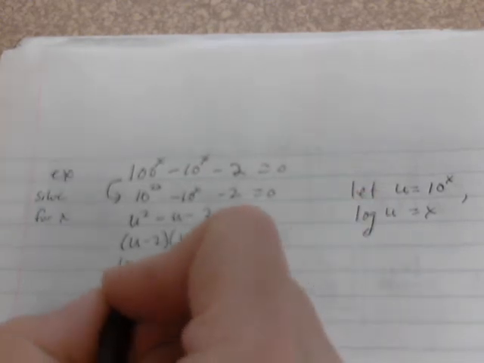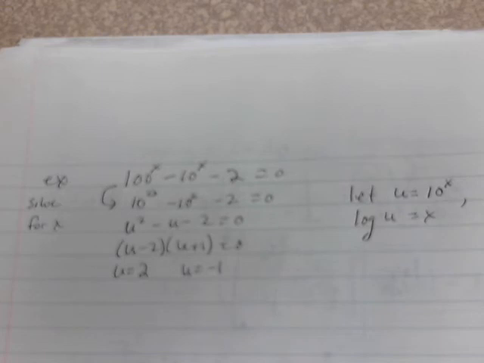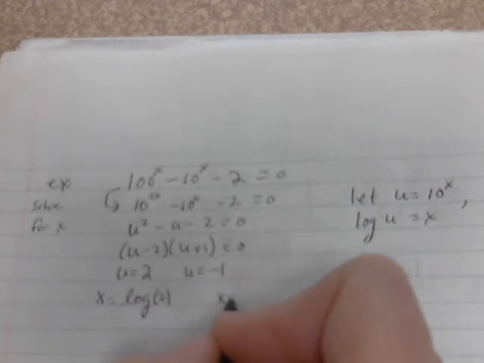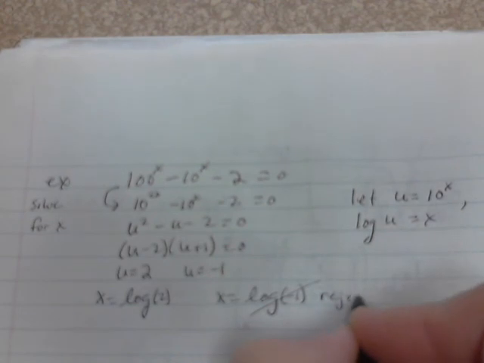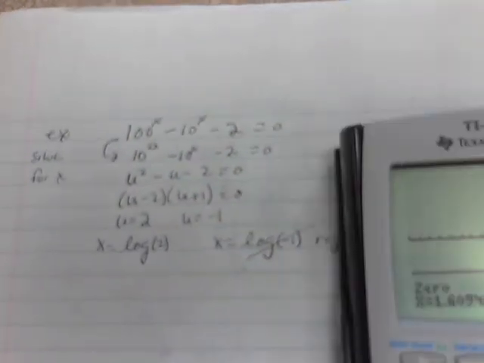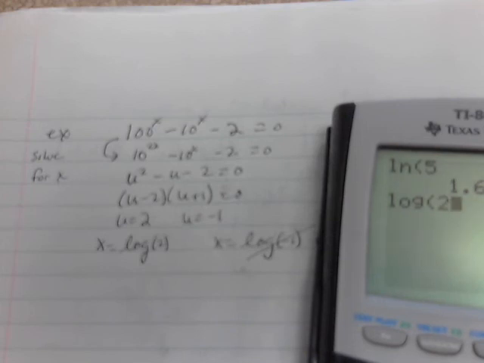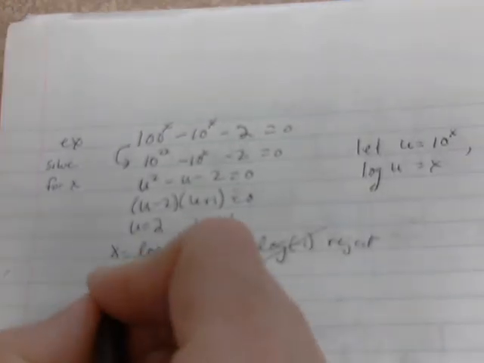And if we solve, we get u is equal to 2, and u is equal to negative 1. So if we wanted to solve for x, x is equal to the log of 2, and x is equal to the log of negative 1, which we reject because you can't do the log of a negative number. So now we have the log base 10 of 2. And so our x value is 0.301 approximately.